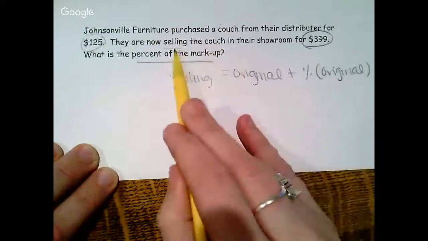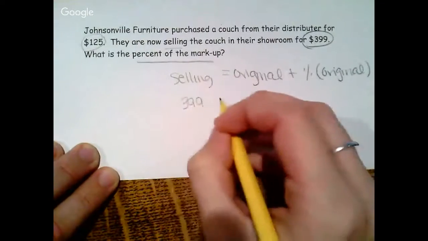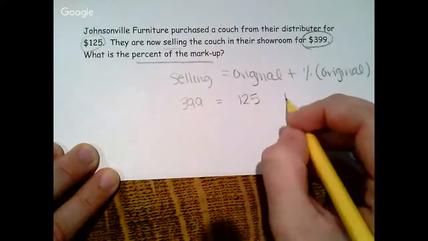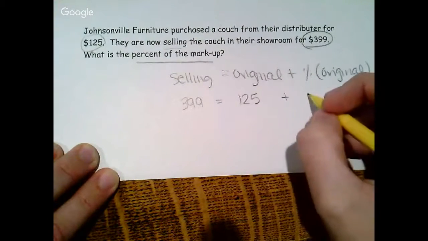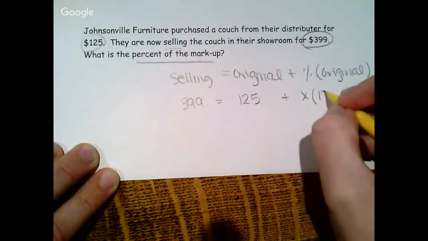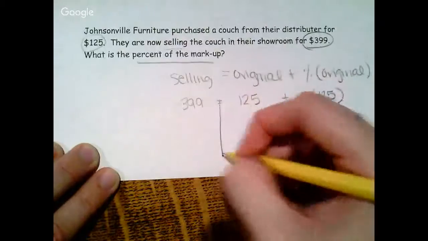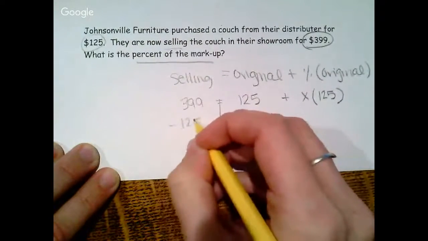So I know it's selling for $3.99. So my selling price is $3.99, which is equal to my original. They originally paid $125 for it, plus my percent here. I don't know what the percent is, so it's going to be x times your $125, which is your original. Now to solve this, I just have to drop my line, subtract $125 from both sides.